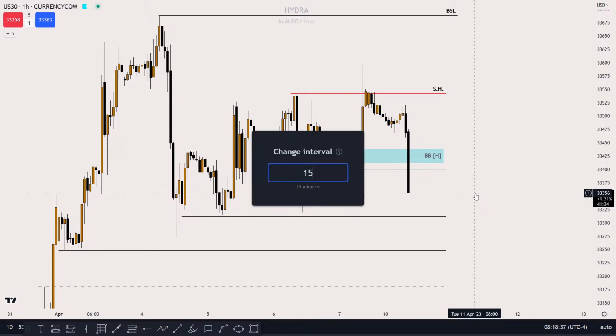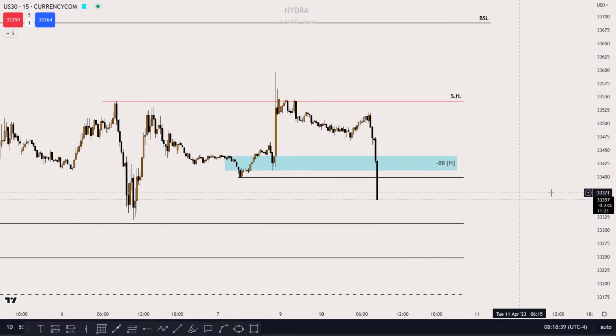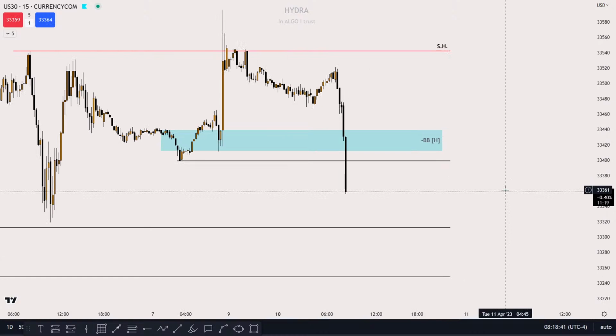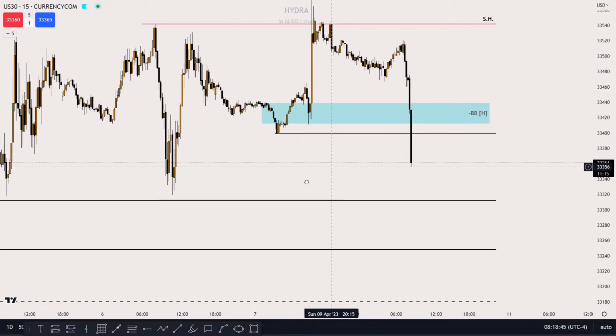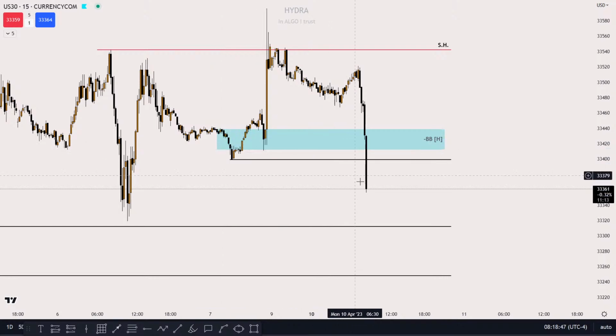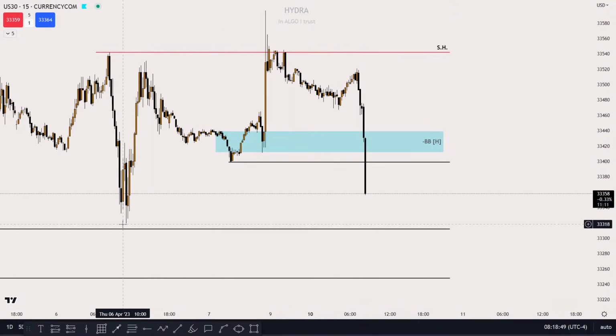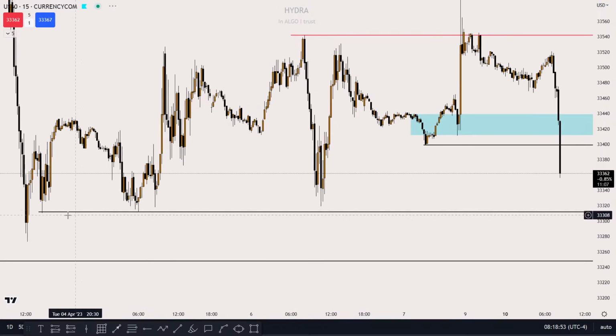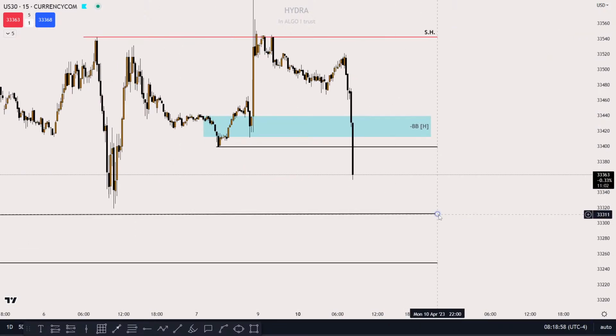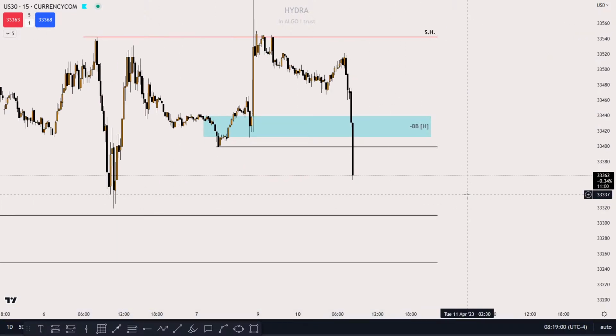So now let's go on to the 15-minute. And what do you see? Price is aggressively coming downwards and aggressively moving towards this sell side liquidity. These relatively equal lows, that's what price is hunting right now. Let's go on to the 5-minute chart and see if we see any trade idea.